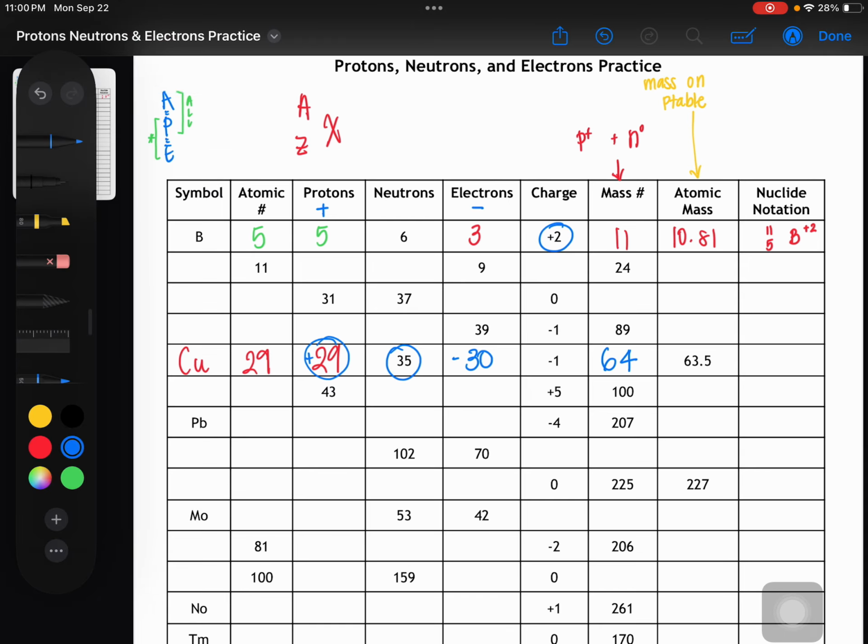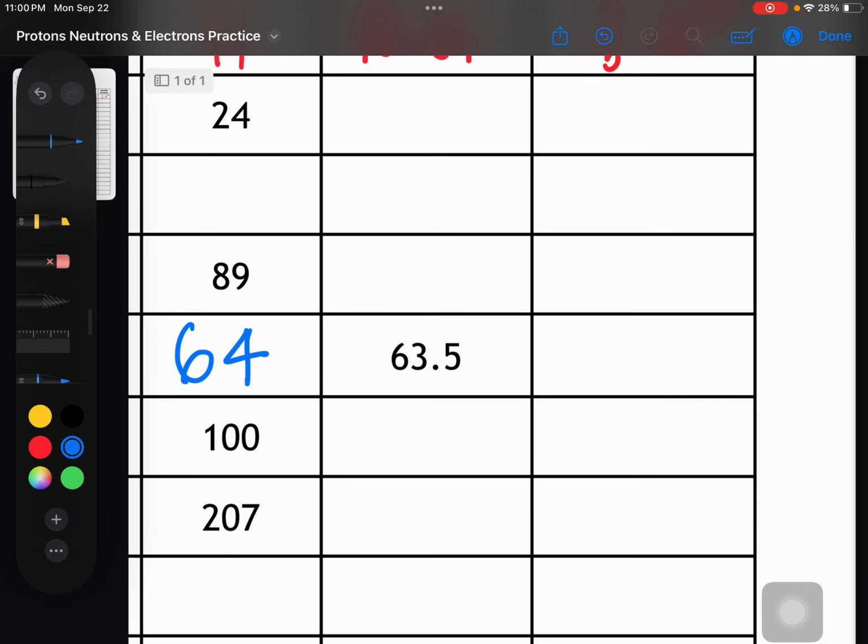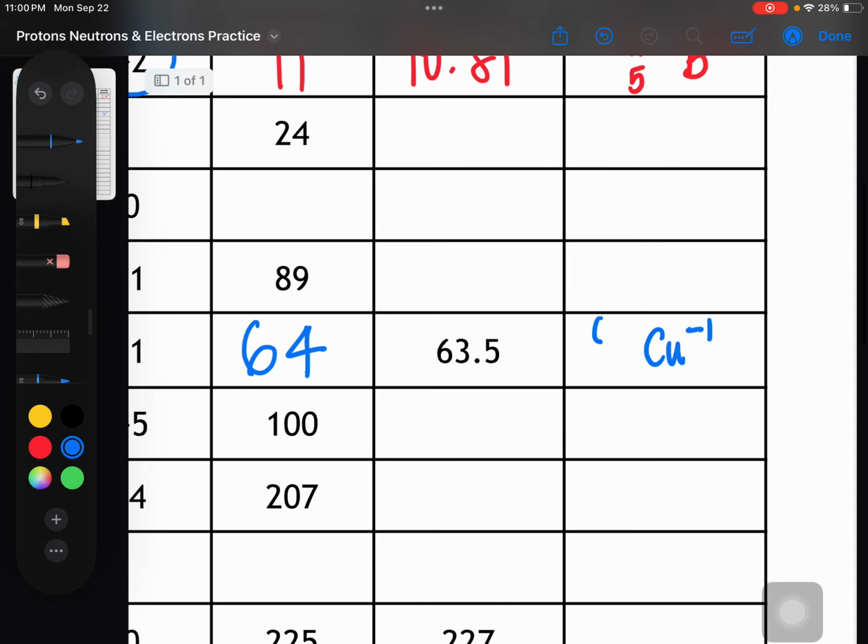And the symbol for this would be Cu. You know it's -1. Mass is 64. And the atomic number is 29.